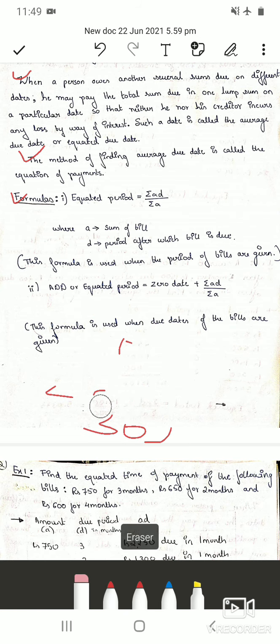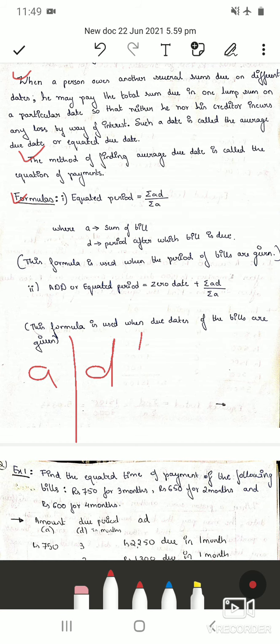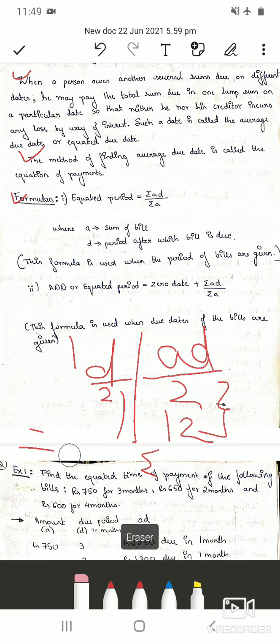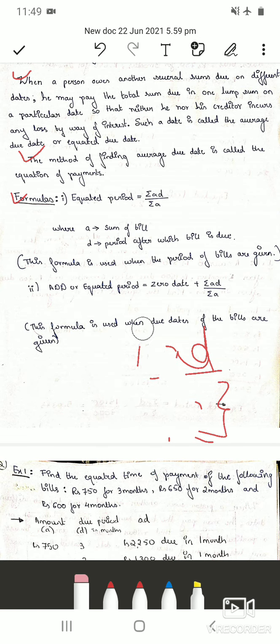And suppose you have two columns, A and D. D is the period after which the bill is due. So we will see what is A and what is D. A is 1, 3, and D is 2, 3 and 4. Then A into D is nothing but you have to multiply these two. So it is 2, and 3 4s are 12. Summation AD means you have to add these two. So summation AD is 14 in this case. Summation A is 4 and summation D is 6. So summation means you have to do the totaling.